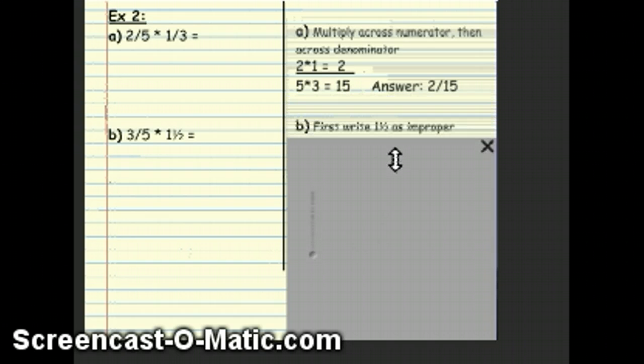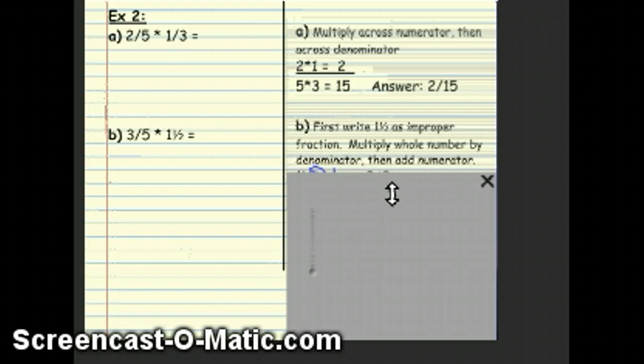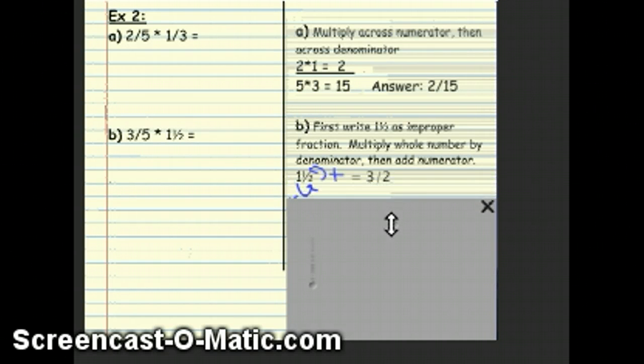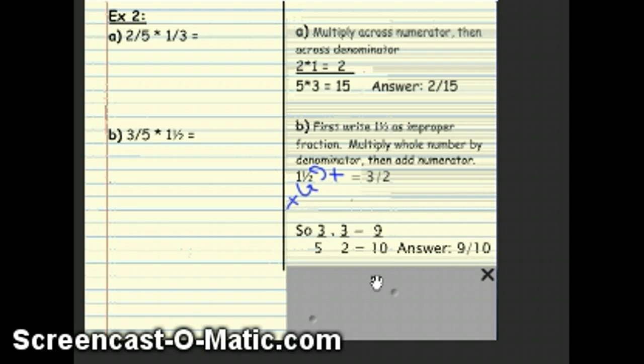Letter B, we've got 3/5 multiplied by 1 1/2. In this case, we want to first write 1 1/2 as an improper fraction. Once it's an improper fraction, then we can do it just like letter A, multiply right across your numerator and denominator. But if you're not sure how to do 1 1/2 as an improper fraction, remember, you take the whole number, 1, times the denominator, 2, and then you add the numerator, 1. When you do that, you get 3/2. So our problem is now 3/5 times 3/2.